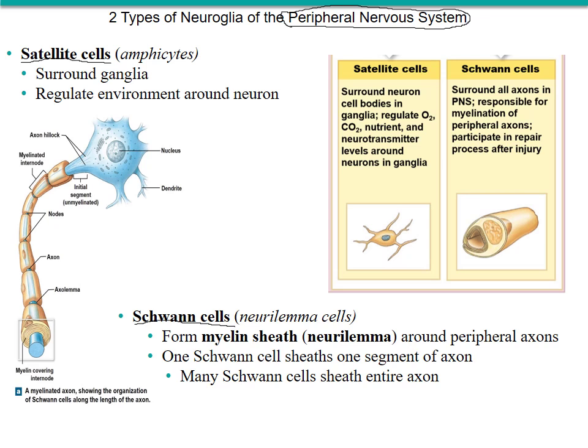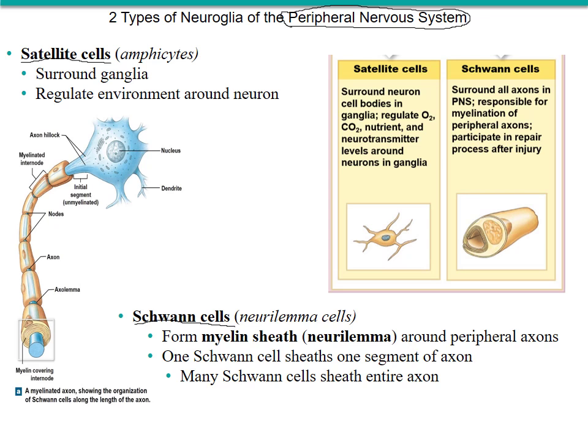And so it will take lots and lots of individual Schwann cells to sheath or cover an entire axon, whereas an oligodendrocyte is a larger cell and it is able to actually sheath the entire axon with one cell. The difference here is the number of nodes that you're going to have in between each of the individual cells.